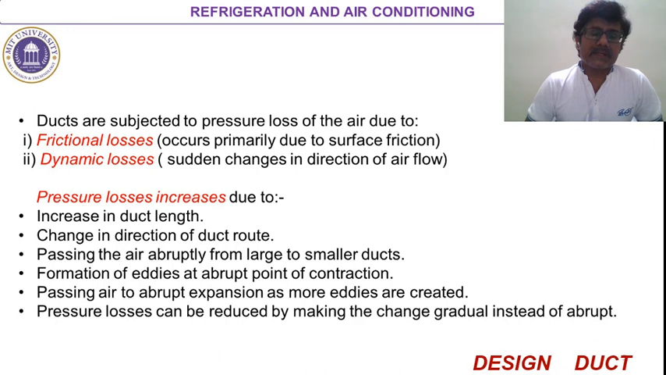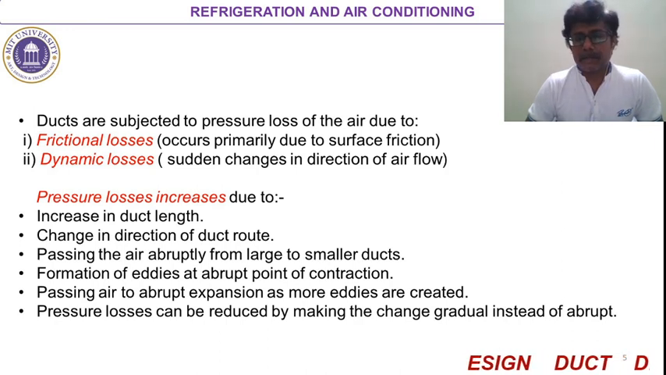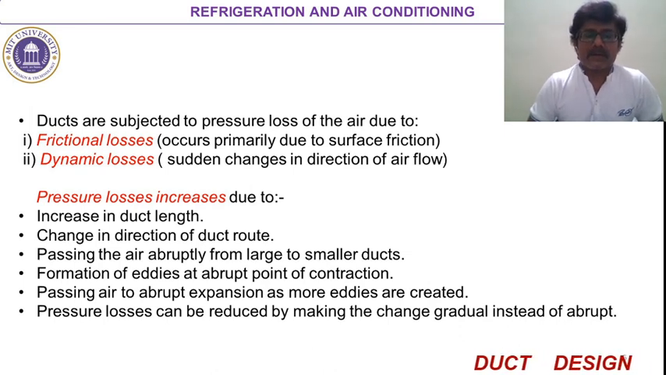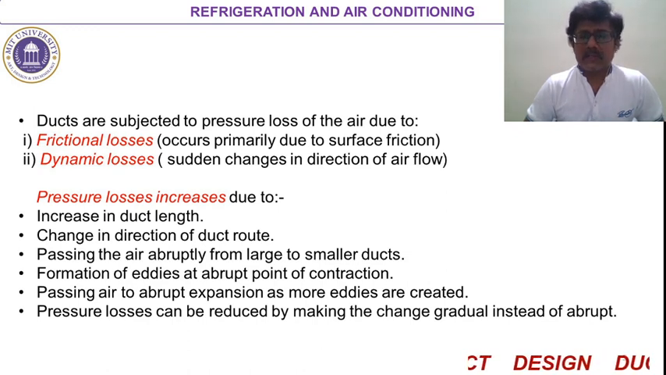Now the pressure losses vary with different parameters, such as an increase in the duct length. The greater the duct length, the larger the pressure losses. If there are frequent changes in the direction of the duct route, the losses are going to be on the higher side. If you pass the air abruptly and repeatedly from larger to smaller ducts, changing the area suddenly a number of times from the larger to the smaller duct, the losses are going to increase.